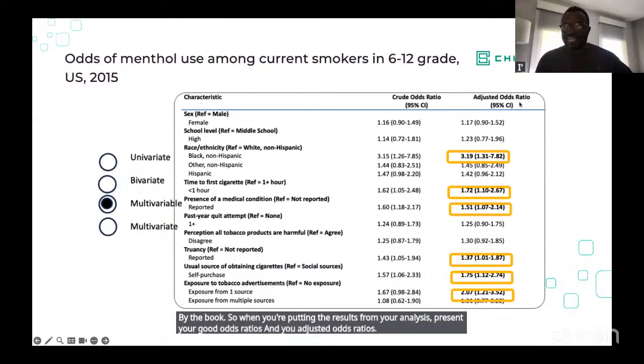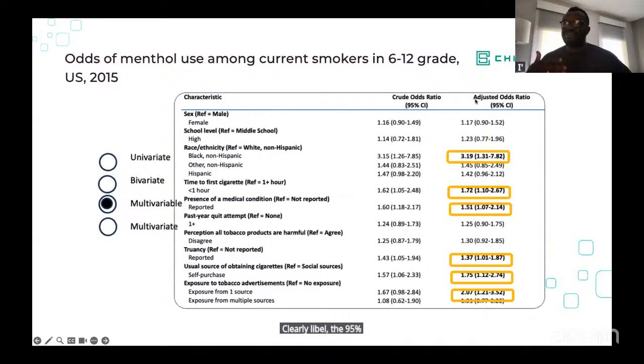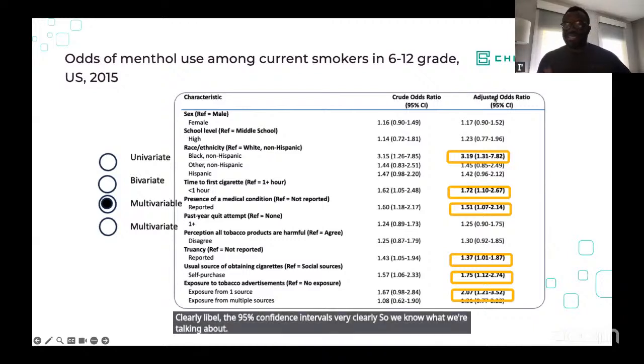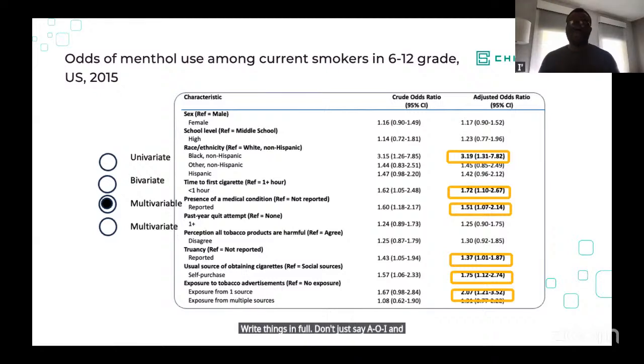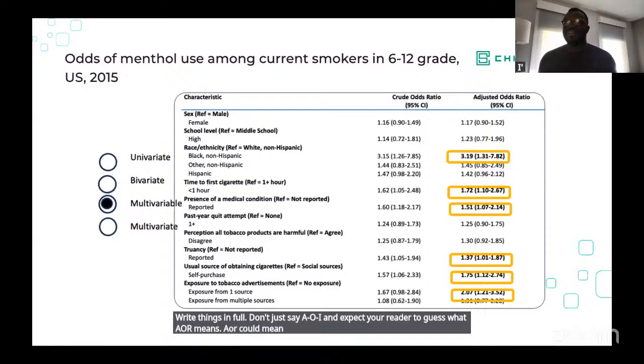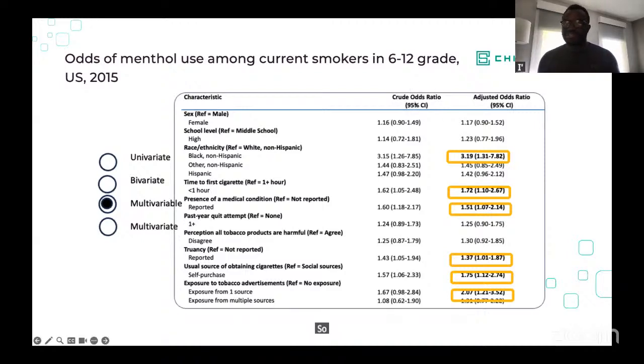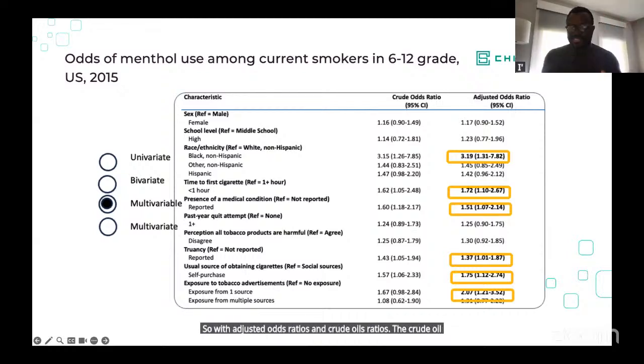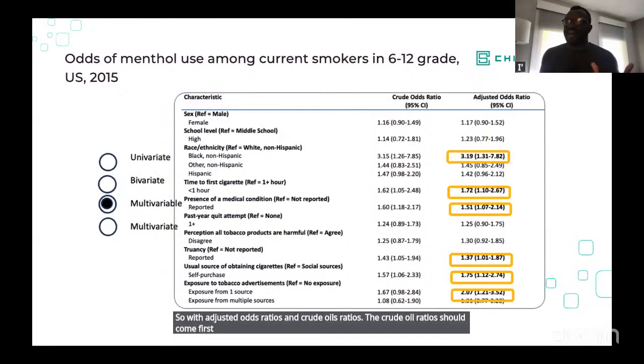Clearly label the 95% confidence intervals very clearly so we know what we're talking about. Write things in full. Don't just say AOR and expect your reader to guess what AOR means. AOR could mean anything under the sun. So put adjusted odds ratios and crude odds ratios. The crude odds ratios should come first. Well, because that is how we analyze. We do crude results first, and then we do adjusted results. So present your crude results first before you present adjusted odds ratios.